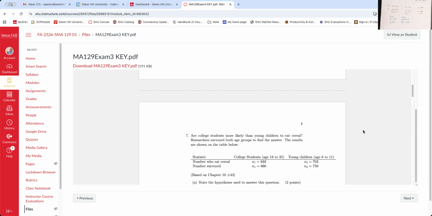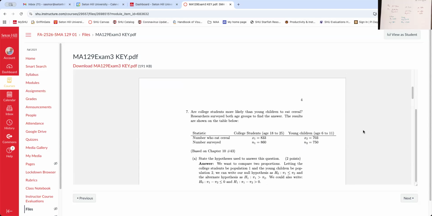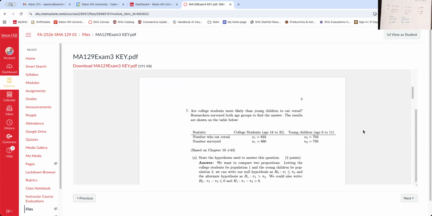So in terms of proportions, proportion 1 is less than or equal to proportion 2 would be my null hypothesis, and my alternate would be proportion 1 is bigger than proportion 2. I wrote these in pies, right? So I have either pi 1 is less than or equal to pi 2, college students are less than or equal to young children, or they're greater than. And if you do it as subtraction, then you can compare the difference to 0.